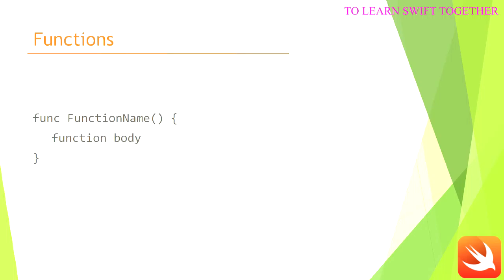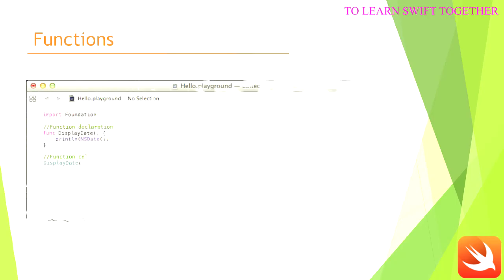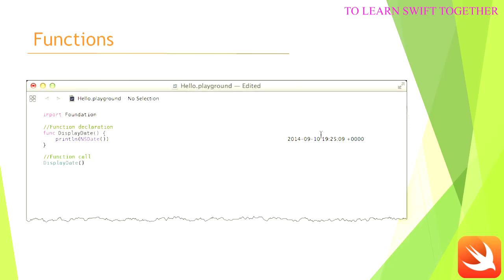We declare functions in Swift using the func keyword. The simplest variant of a function is a function that assumes no arguments and returns no values. In the example, we see a very simple display date function which displays the current date and time on the screen. In this case, in order to gain access to the NSDate class, at the beginning of the code, we have to import the Foundation library.